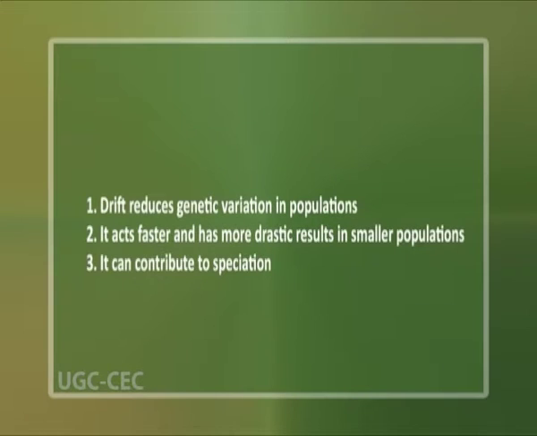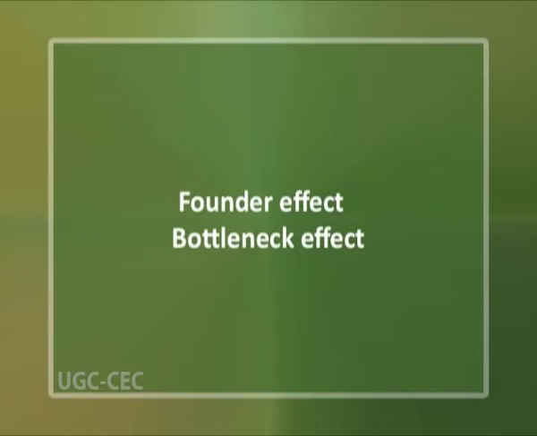Genetic drift has several important effects on evolution. Number 1, drift reduces the genetic variation in a population. Number 2, it acts faster and has more drastic results in smaller populations. Number 3, it can contribute to speciation. Certain circumstances can result in genetic drift having a significant impact on a population. Two examples are the founder effect and the bottleneck effect.